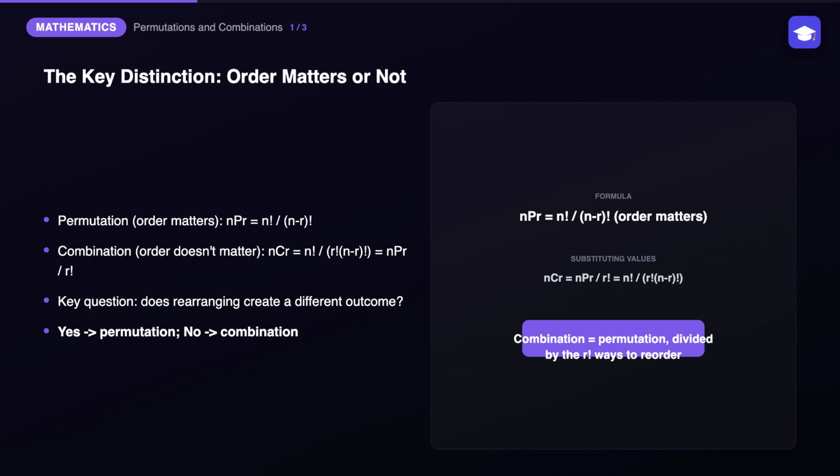The single most important question to ask before solving any counting problem is genuinely simple: does rearranging the same chosen objects create a genuinely different, distinct outcome? If yes, use permutations. If no, use combinations.